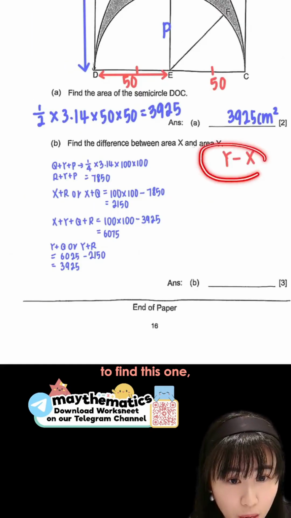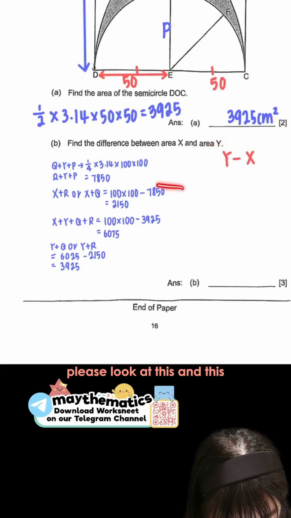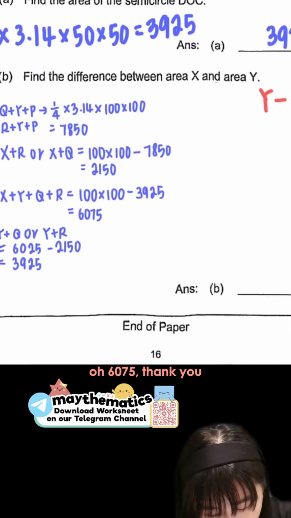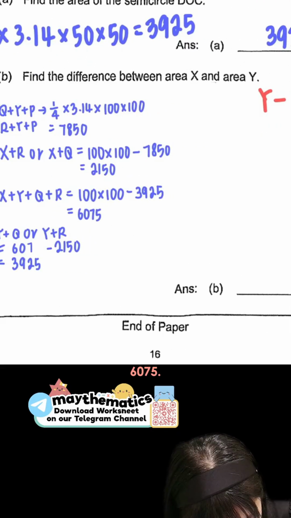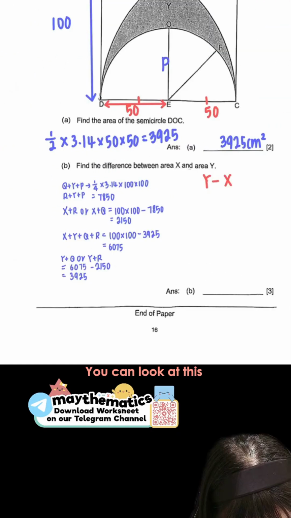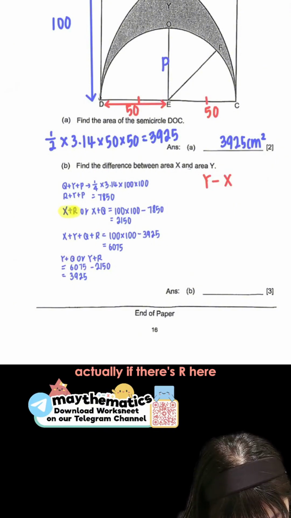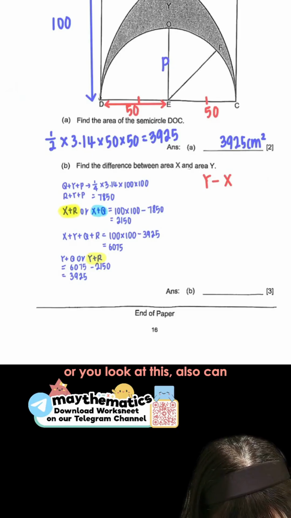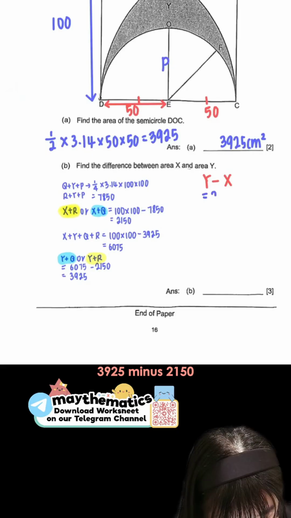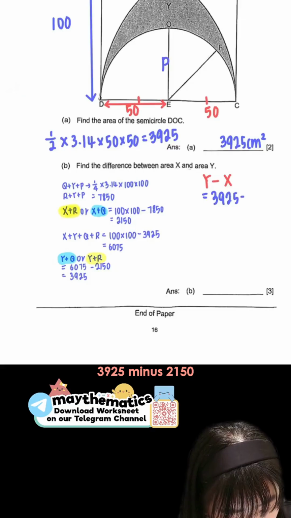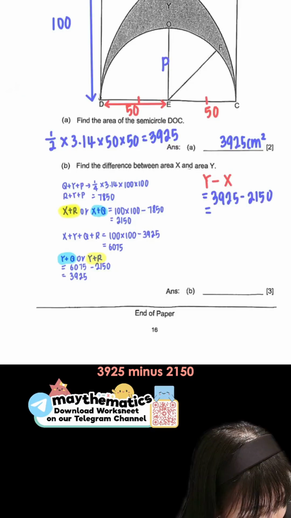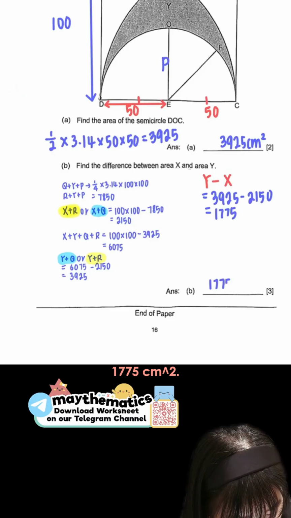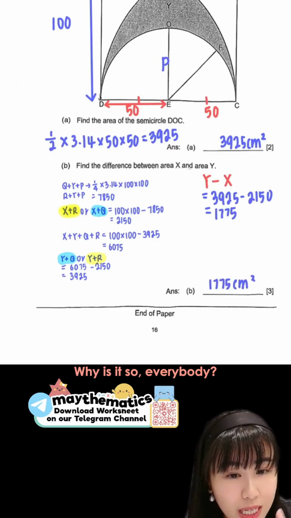To find this one, please look at this and this. Oh, 6075. Thank you. Careless mistake right there. You can look at this and you can look at this. Actually, if there's r here, I will tell you to do r here. Or you can look like this. You can look at this or you look at this. Also can. 3925 minus 2150. Yes. So you'll get 1775. 1775 cm squared.